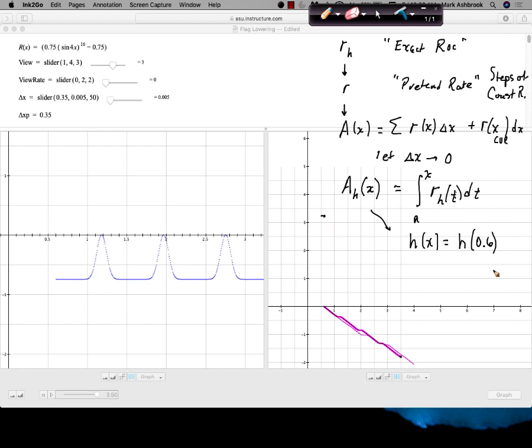And then, for future x values, we just need to what? Add on how much variation you had, right? And what's that? A sub h, or the integral.